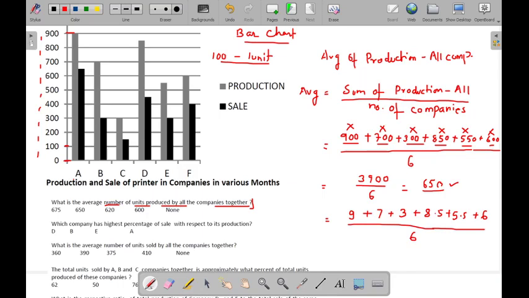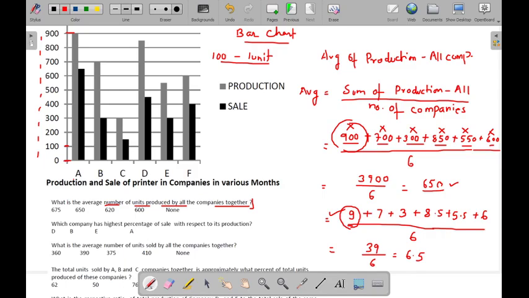The point which I want to highlight here is this calculation, the value 9 instead of 900. The addition will be easy, it will be faster and more accurate. When you add them, you get 39 by 6. 39 by 6 is 6.5.